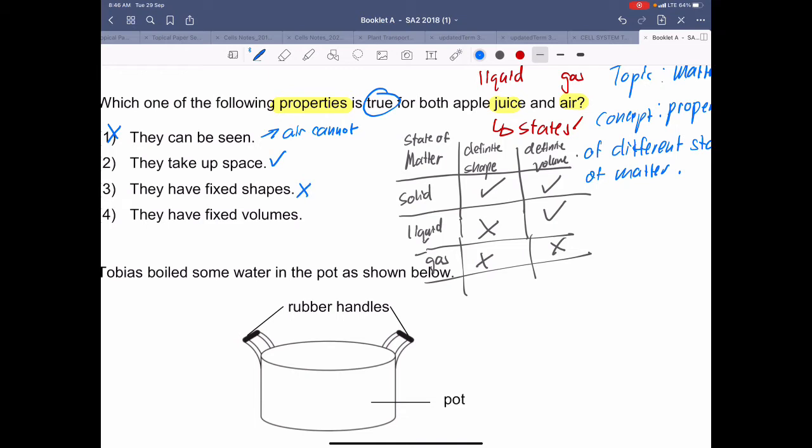They have fixed shapes. This is wrong, because based on my table here, I know that liquid and gas don't have fixed shape. They have fixed volume. This is also wrong because based on my table, I know that liquid has a fixed volume but not gas. So therefore, the answer is number 2. That's how I do it. I eliminate and then I use the table to help me.